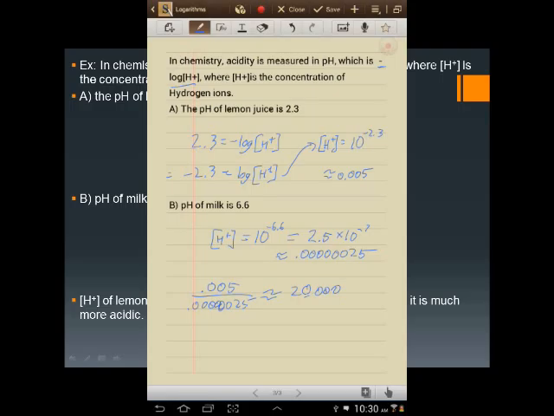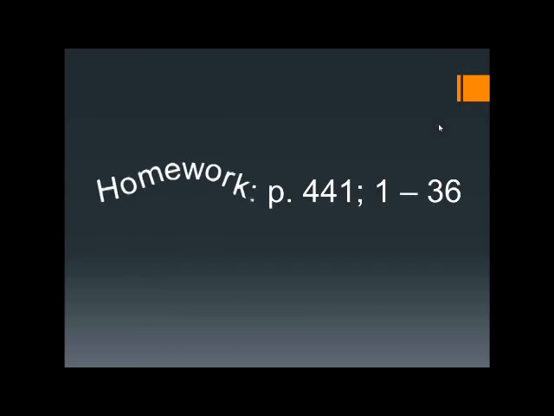And we see that one of the things about a logarithm is, because of the way exponents work, and logs are exponents, a small change in the value of a log will make a huge change in what we're looking at. So we went from 2.3 to 6.6 on the pH scale, but that's a difference of a factor of 20,000. So those are hugely different numbers. All right. So the homework for this section, page 441, 1 through 36, and have fun with that.